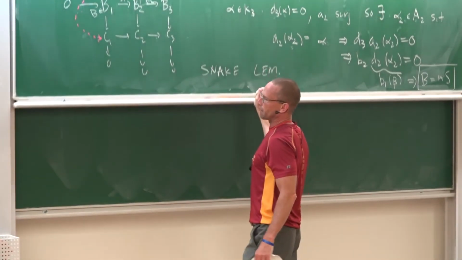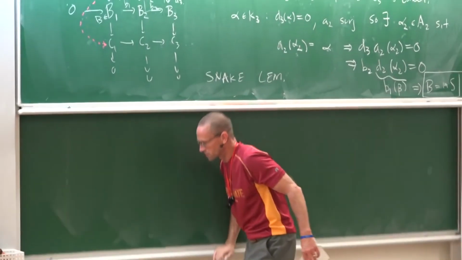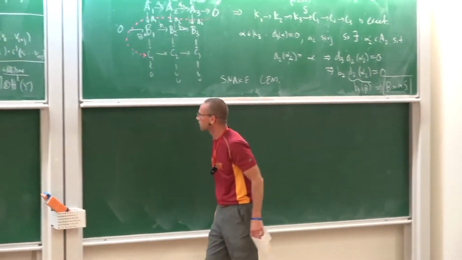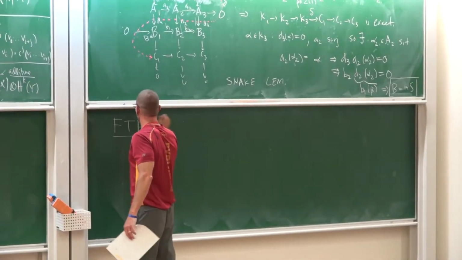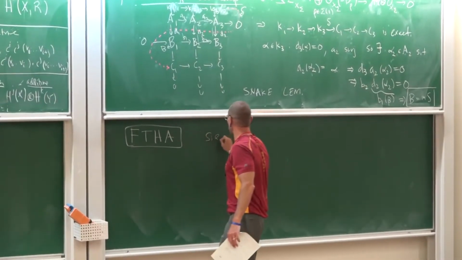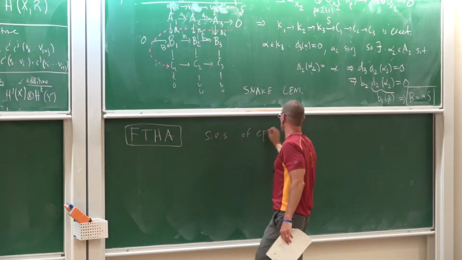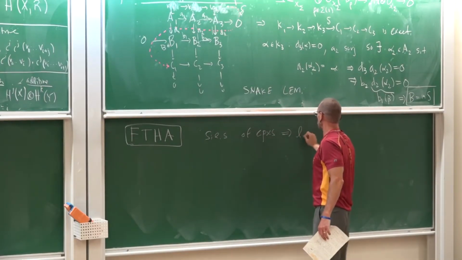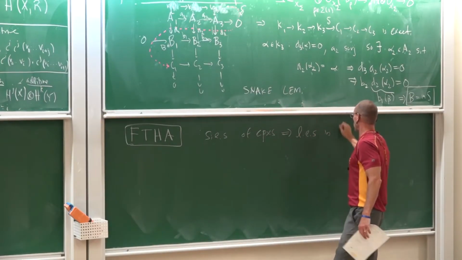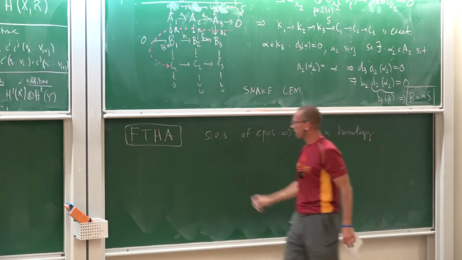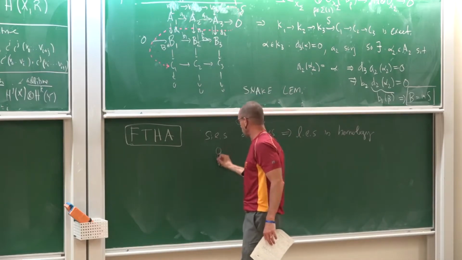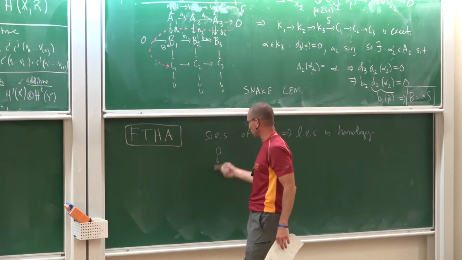And from the snake lemma, it is an easy inductive exercise, again, which you should do if you haven't done it, to prove what I'll call the fundamental theorem of homological algebra, which is that a short exact sequence of complexes gives a long exact sequence in homology. What does that mean? Short exact sequence of complexes means that I have, so short exact is something with zeros on the ends and 3 middle terms.